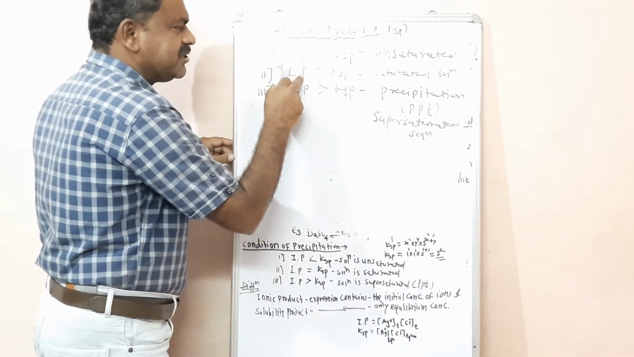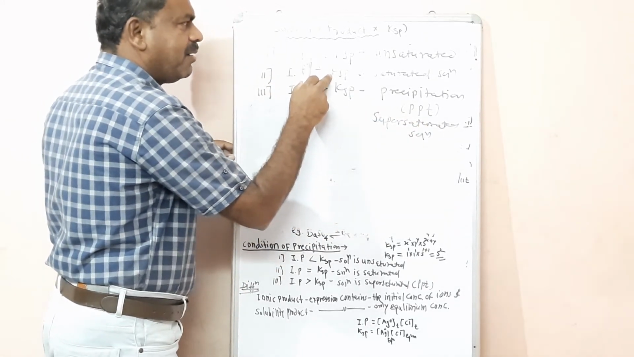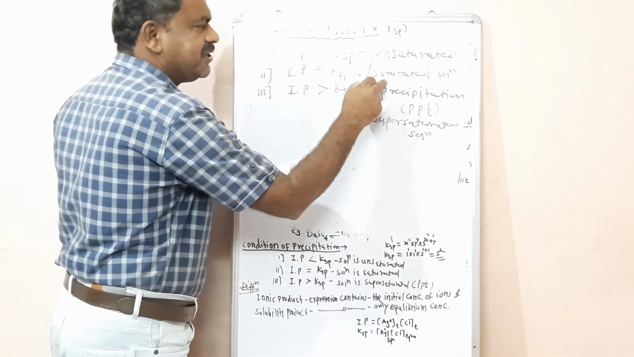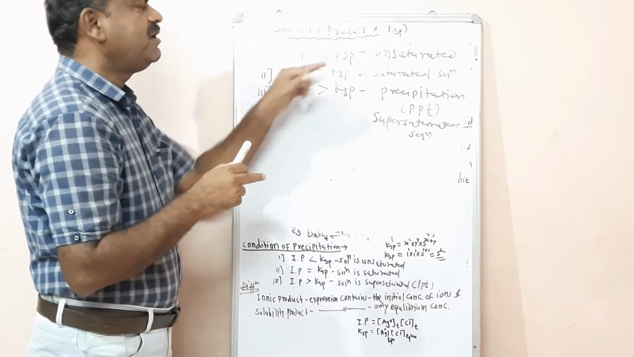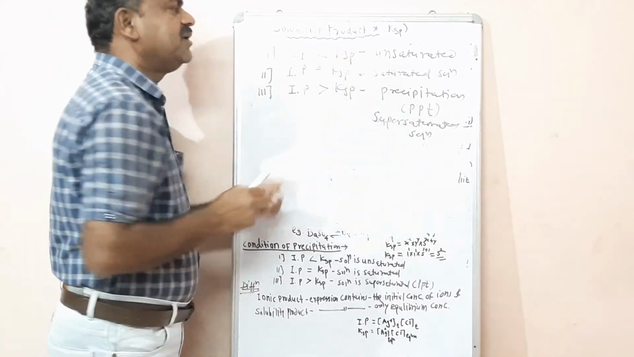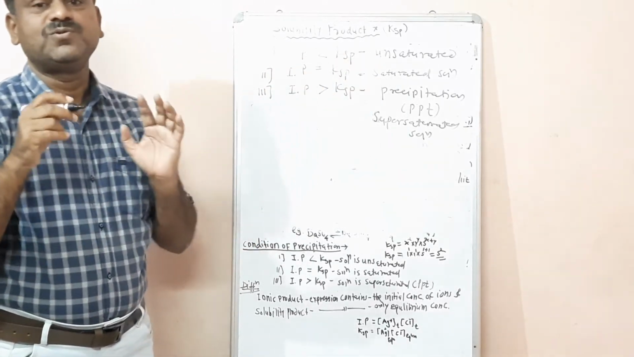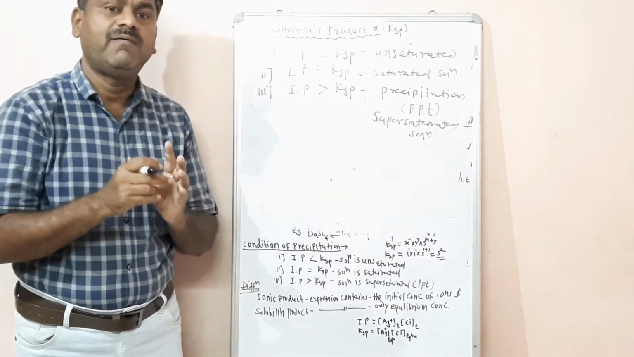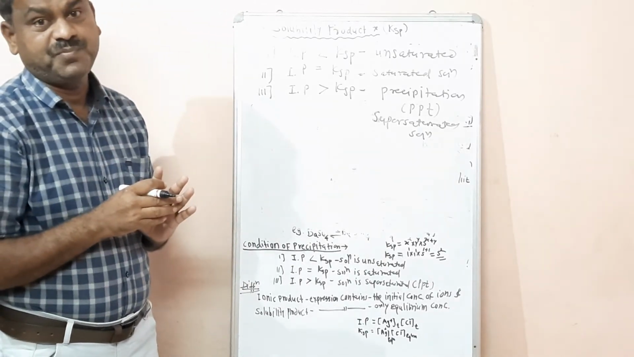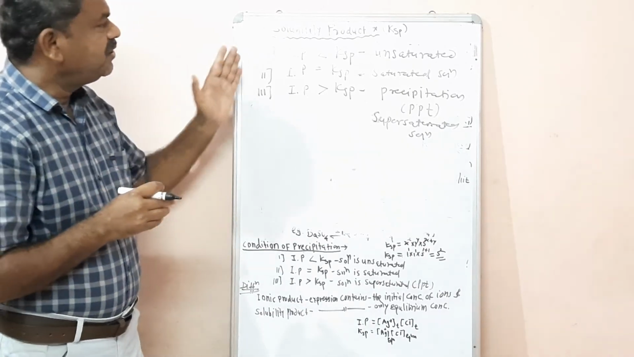When the ionic product is equal to Ksp, the solubility product, that solution is the saturated solution. When the ionic product is less than the solubility product, that is nothing but the unsaturated solution. Now those are the conditions of precipitation.